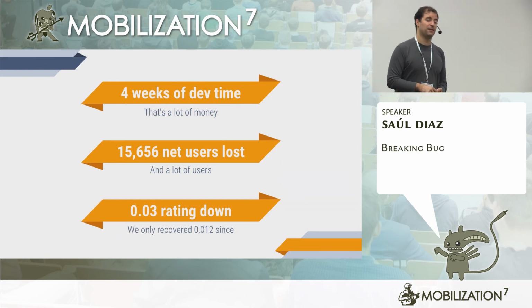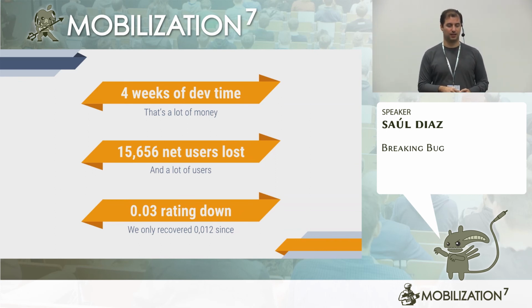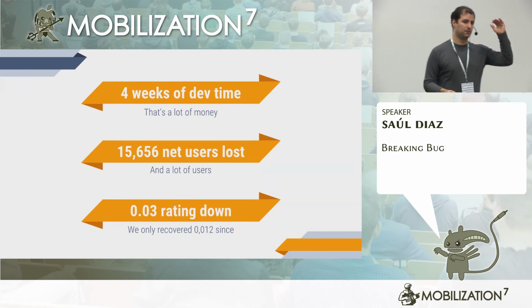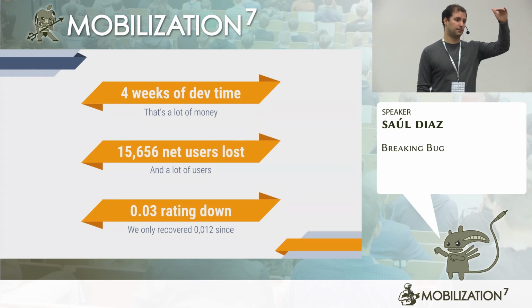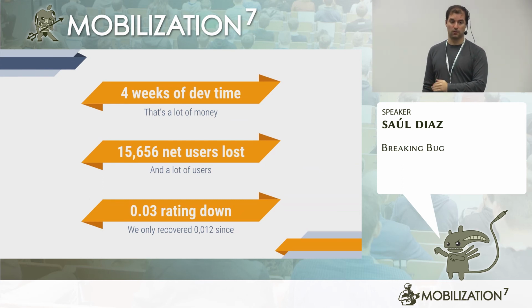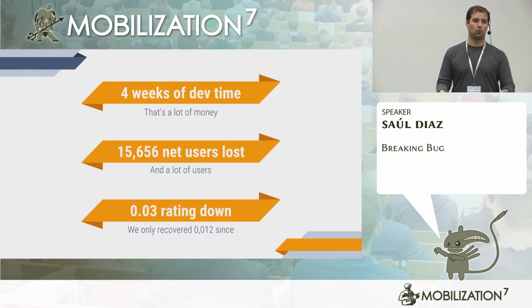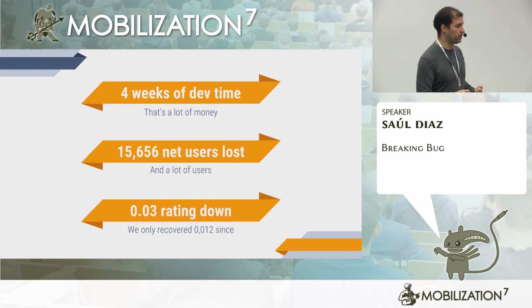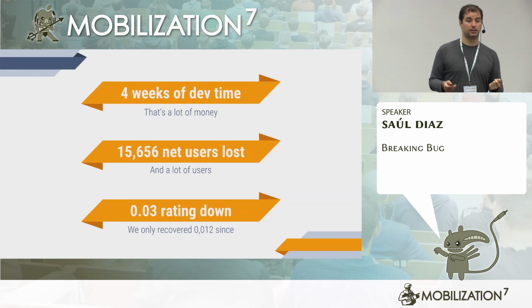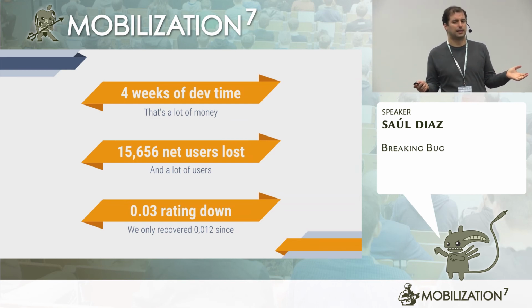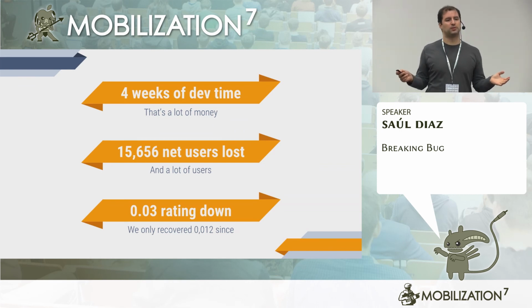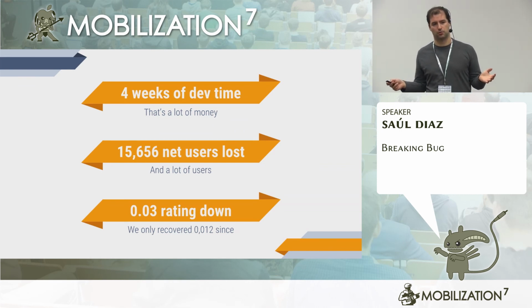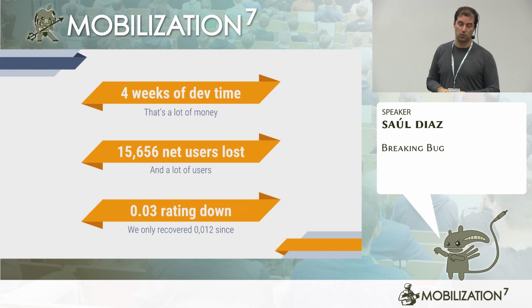We lost 15,000 net users. This means that if you take the number you had at the beginning of the issue and when we fixed it, even with new installs, we have fewer users than we started with. And we lost 0.03 rating on the Play Store. It may seem that it's not that much, but actually, it's going to take us 9 months to be at the same levels as we started.